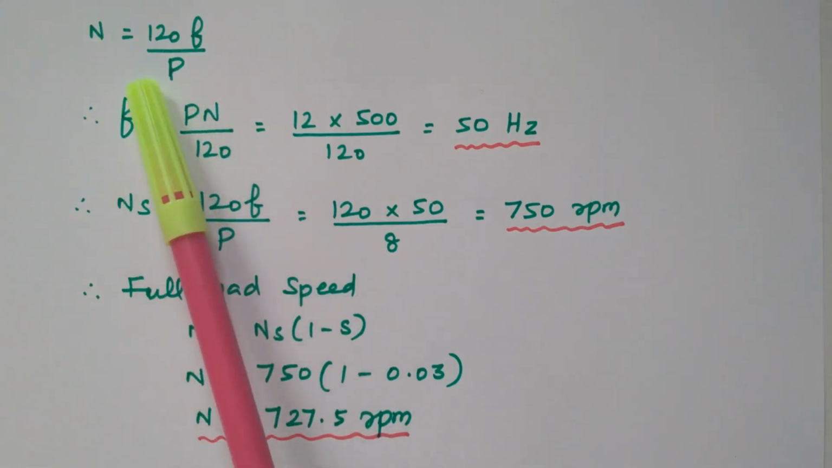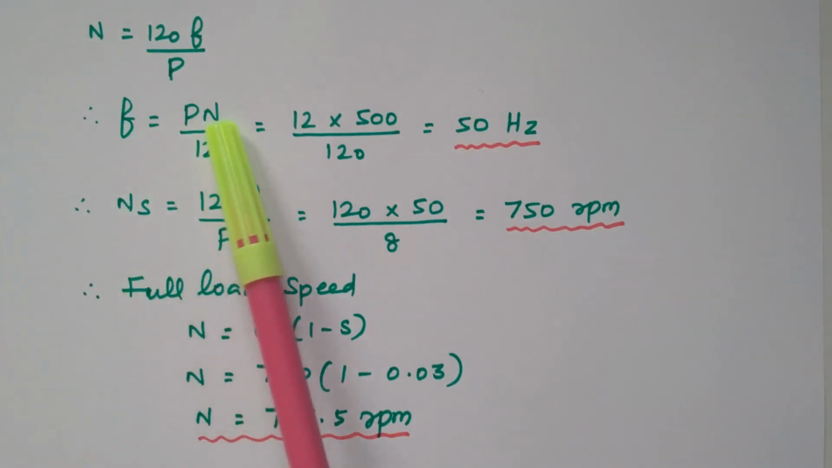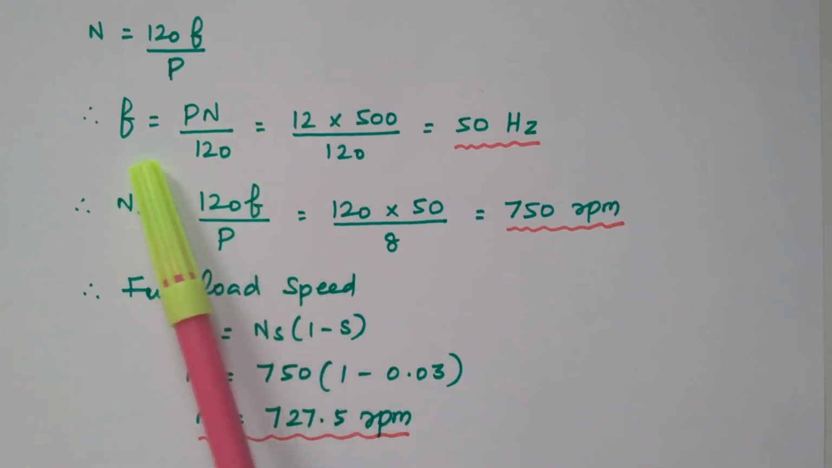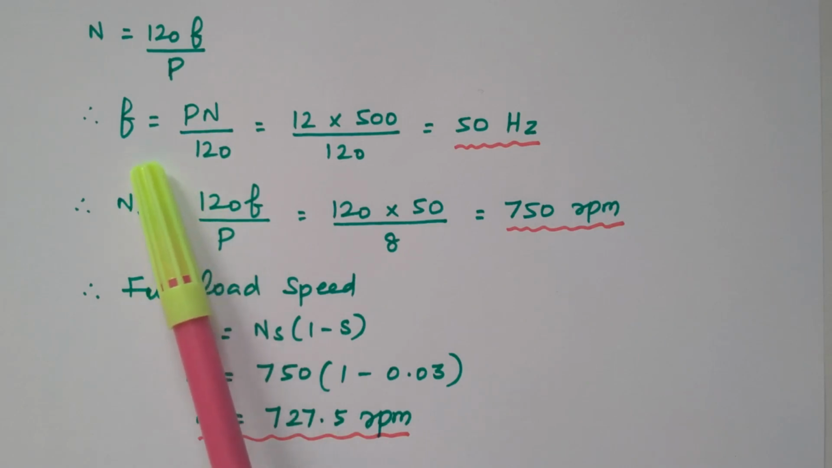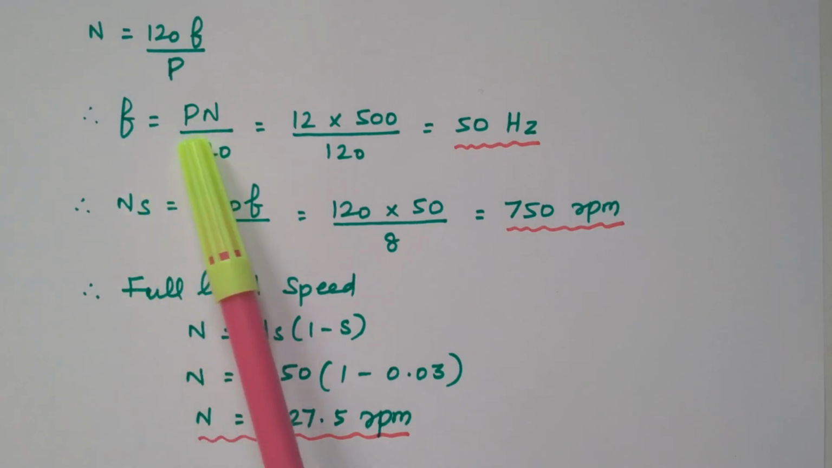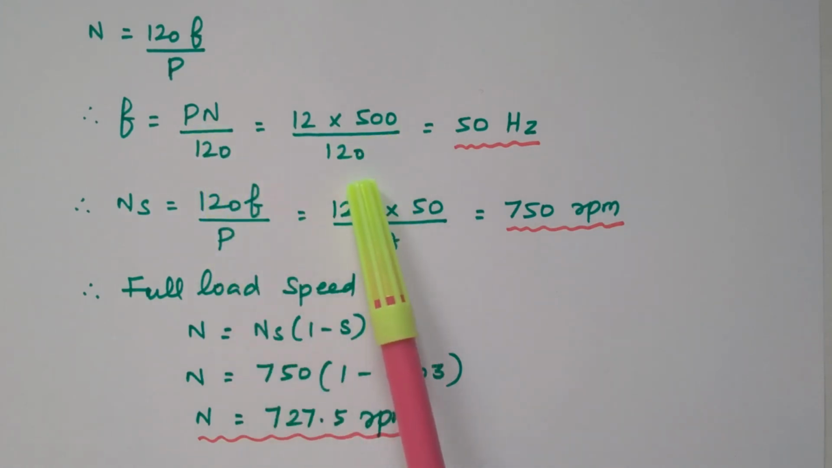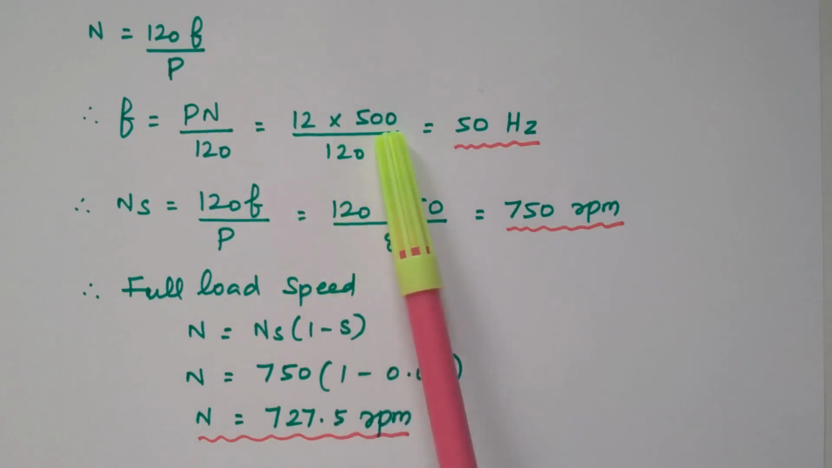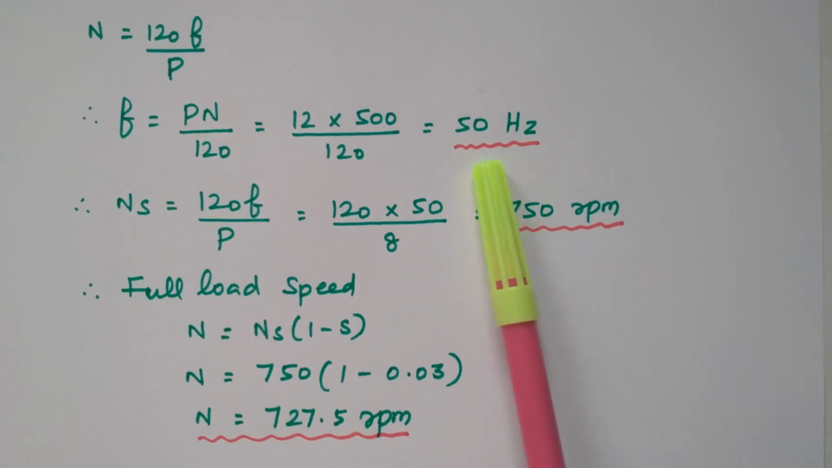Multiplying n and p and bringing 120 to the denominator, f equal to p into n divided by 120, that is, number of poles and speed divided by 120. This data refers to the alternator, so that we can get the frequency of the supply. The number of poles of the alternator is 12, the speed is 500 rpm, divided by 120. So 12 into 500 divided by 120 gives 50 Hz. So the supply given to the induction motor is 50 Hz.